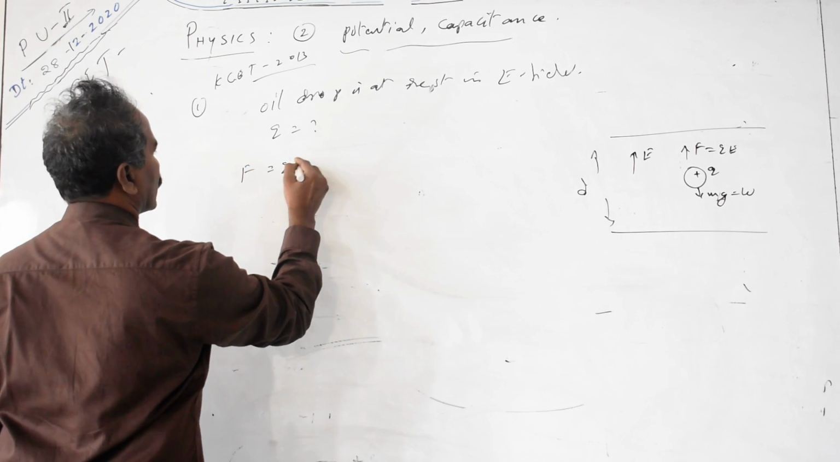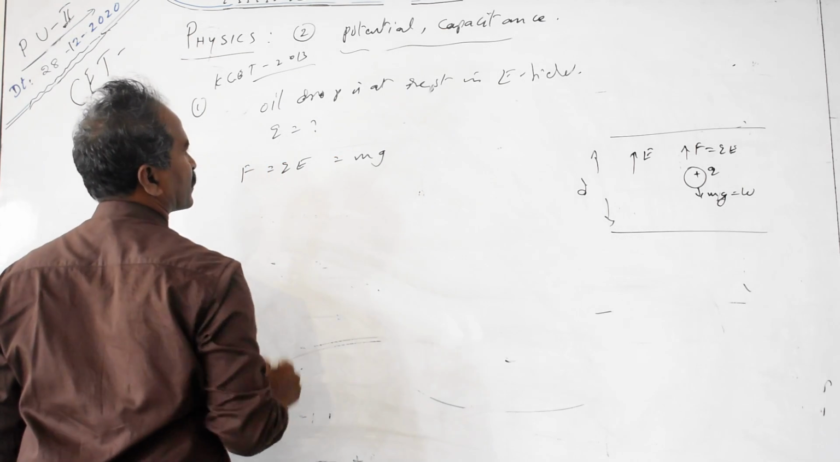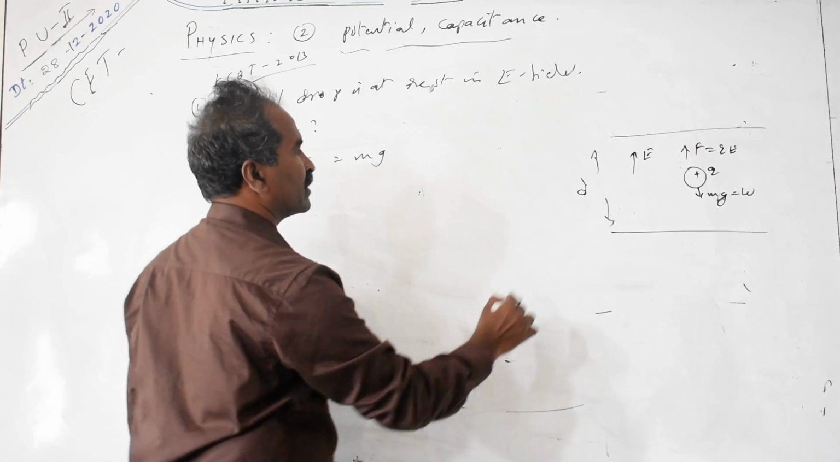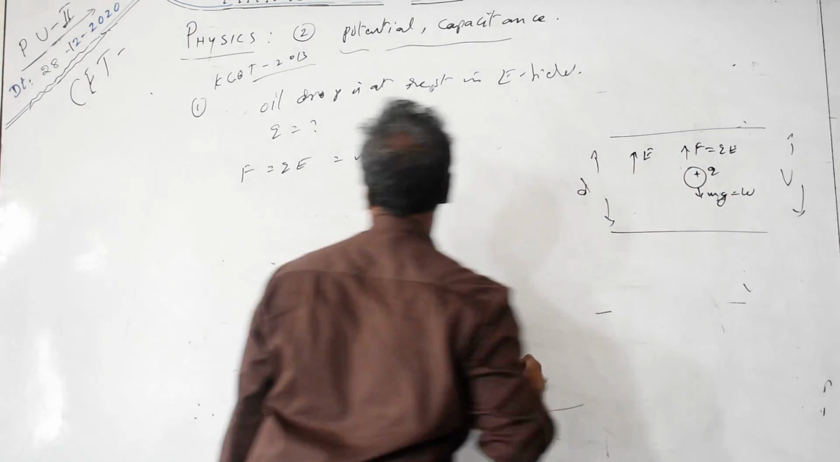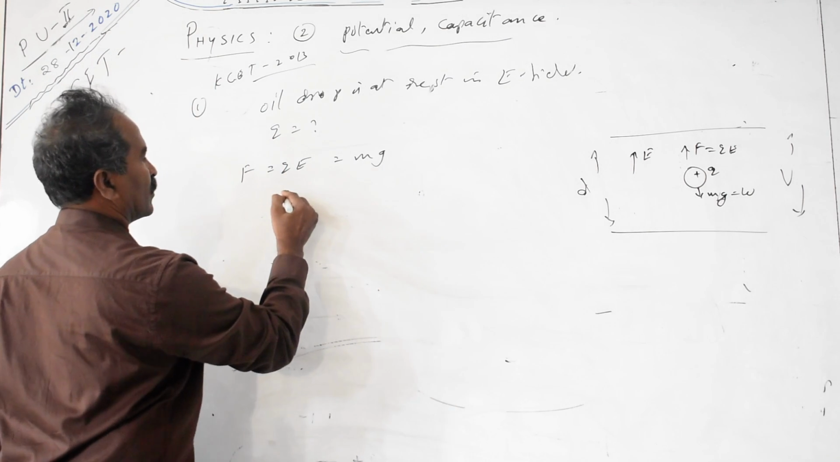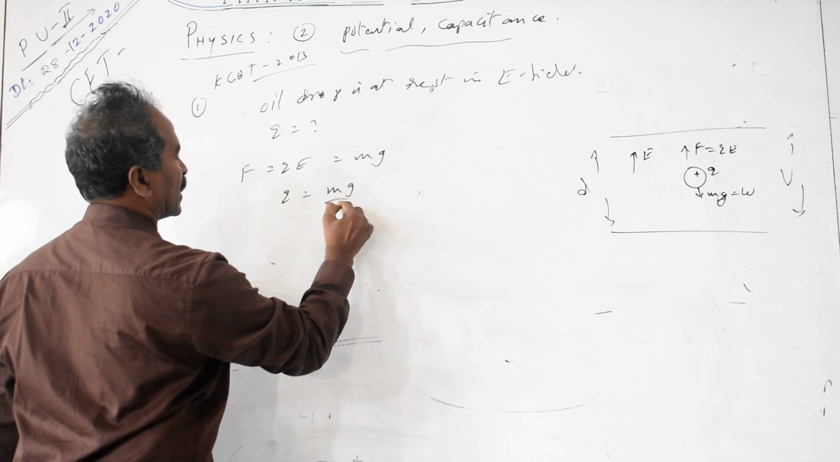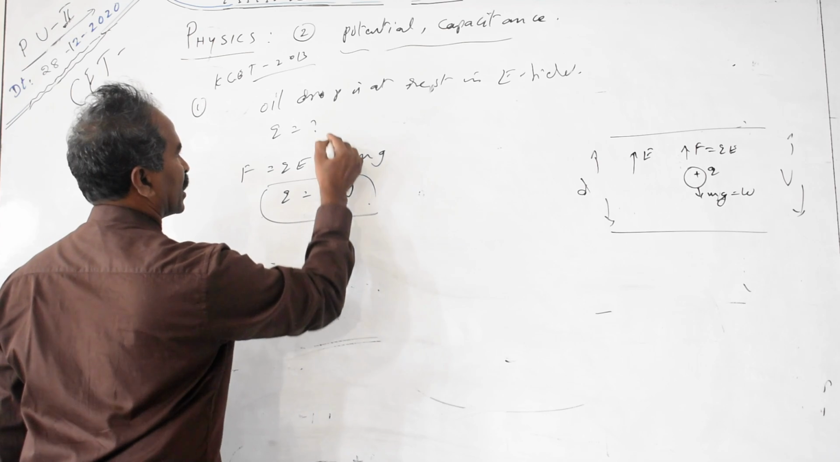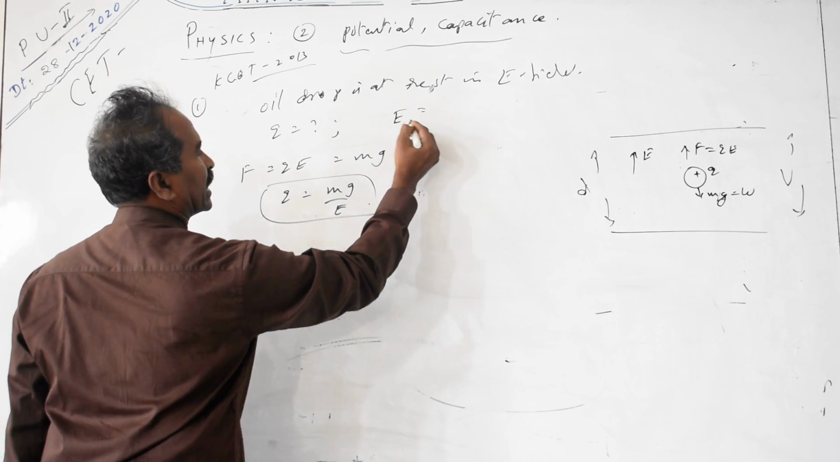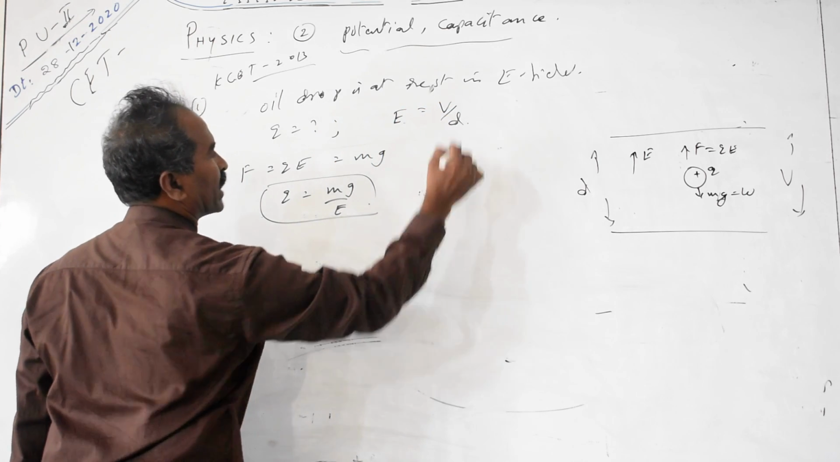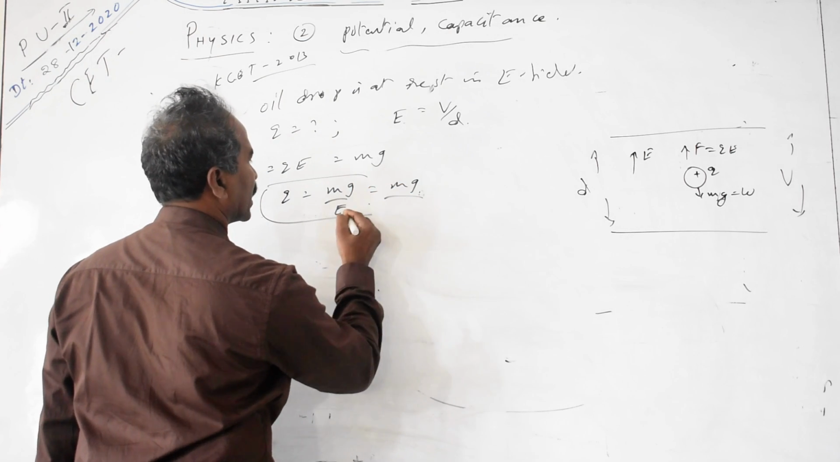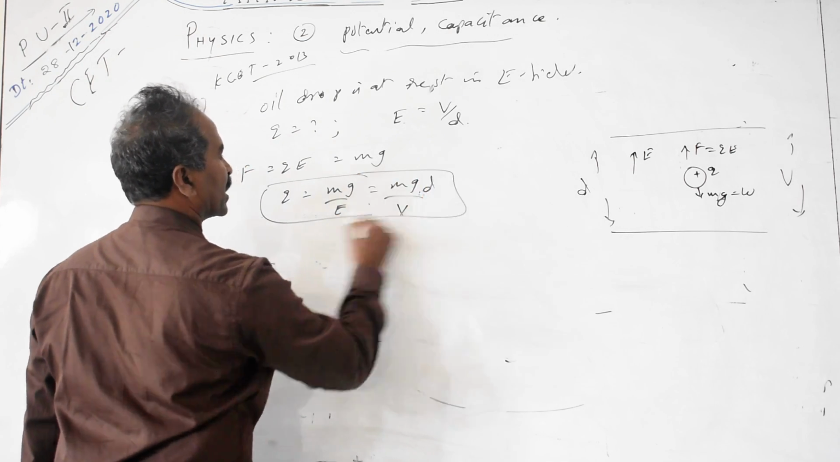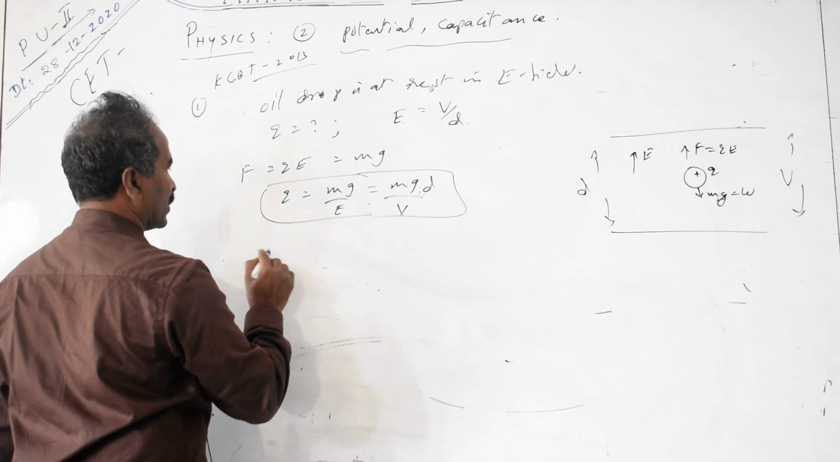F equals qE equals mg. But you are not given the electric field; you are given the potential difference between the two plates, and from that you can easily find the electric field. So q equals mg by E, and the relation between potential difference and electric field is E equals V by d. So q becomes mg by E, that is mgd by V. You are given the data.